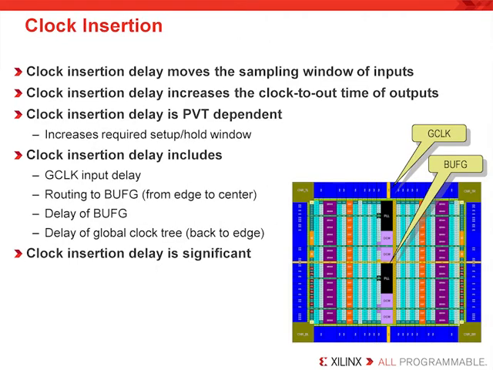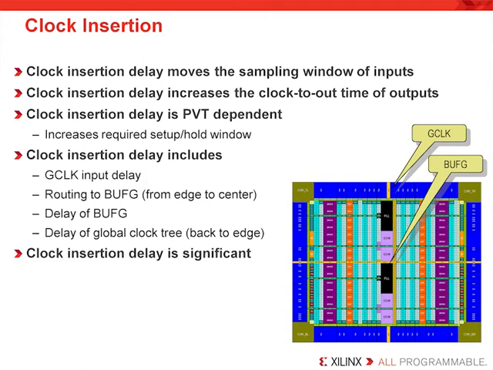Now in this slide we want to get into why the DCM and PLLs exist in the FPGA. The answer is simply clock insertion delay. You see, clock insertion delay moves the sampling window of inputs. The clock insertion delay will increase the clock to output time of outputs, and it is voltage and temperature dependent, and increases the required setup and hold time window.